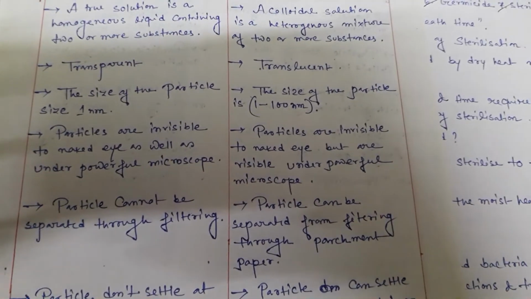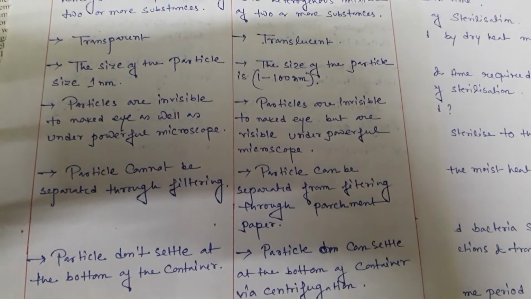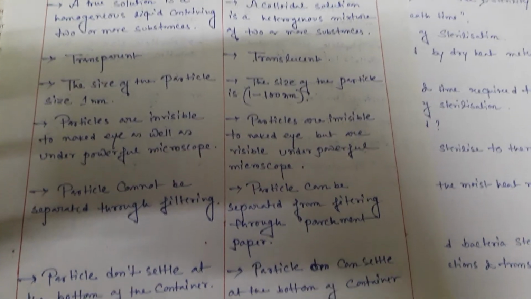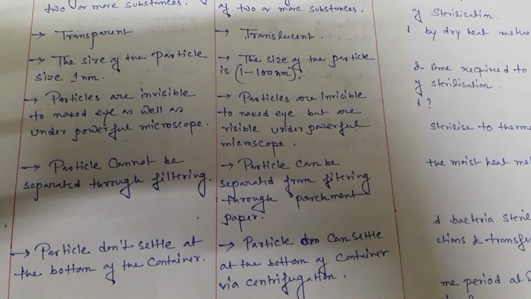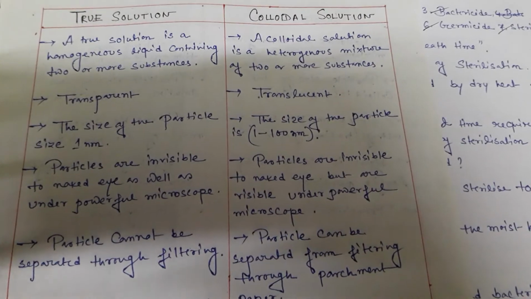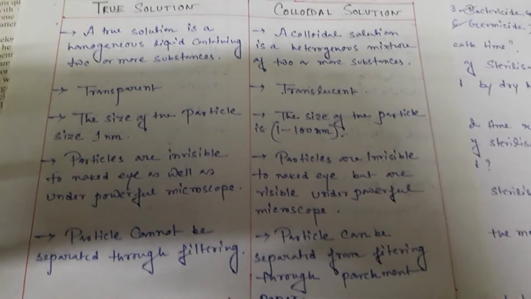Okay, and through parchment paper also. And in a true solution particles don't settle at the bottom of the container, but in a colloidal solution particles can settle at the bottom of the container via centrifugation. So this is the difference between true solution and colloidal solution.